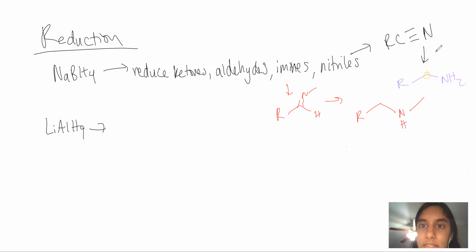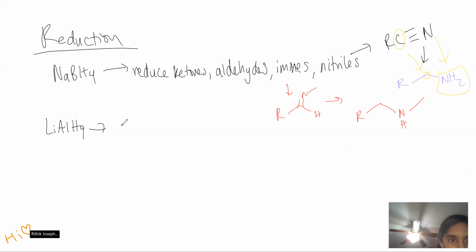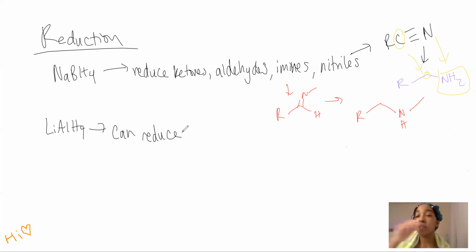Okay, yeah. So this is nitrile. This C is this here, and then it just reduces to an NH2. And then LiAlH4. How come I've never seen a nitrile before? Have you? Yeah, I don't know. I literally only saw it in discussion today. Okay.